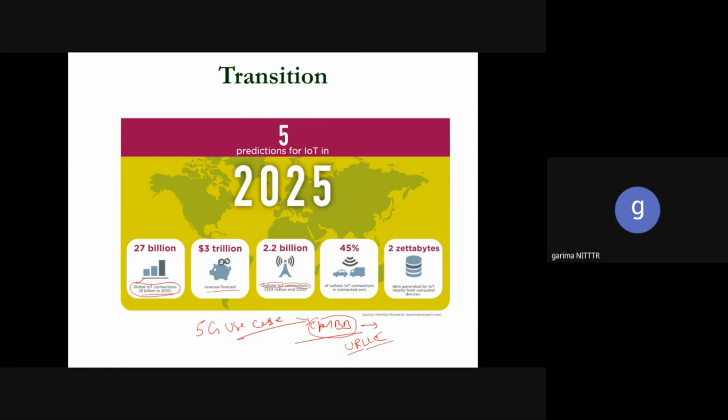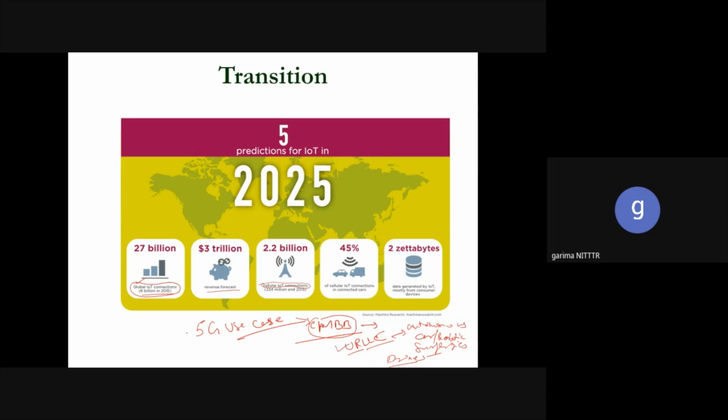So ultra reliable low latency obviously means the applications which need a reliable network and very low latency. For example, autonomous cars, autonomous vehicles, or self driving cars, or robotic surgeries. Then you can say drones facilities. So there are so many different applications which will be covered under URLLC.